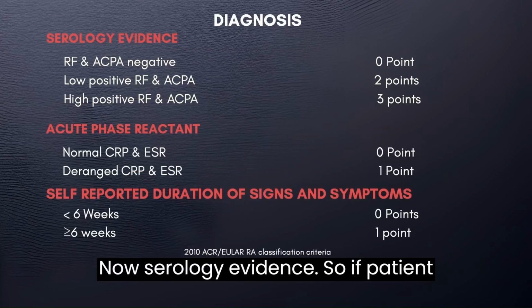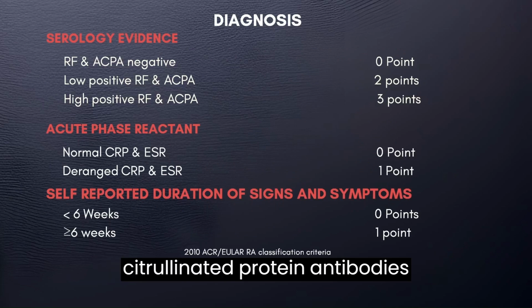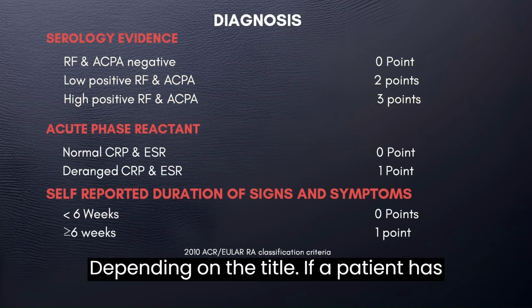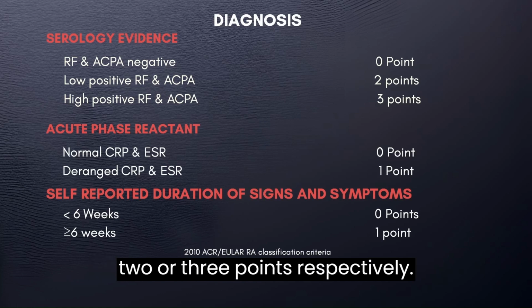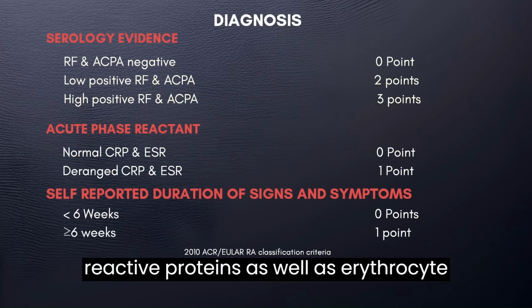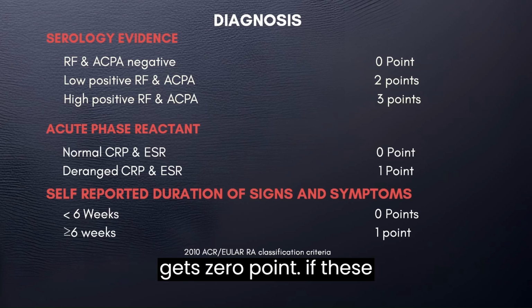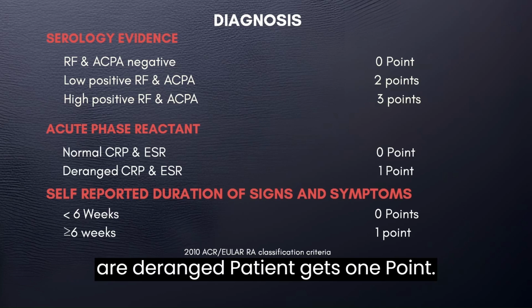Now, serology evidence. If a patient has rheumatoid factor as well as anti-citrullinated protein antibodies negative, they get 0 points. Depending on the titer, if a patient has a low positive or a high positive rheumatoid factor and ACPA, they get 2 or 3 points respectively. Acute phase reactants: if C-reactive protein as well as erythrocyte sedimentation rate is normal, the patient gets 0 points. If these parameters are deranged, the patient gets 1 point.